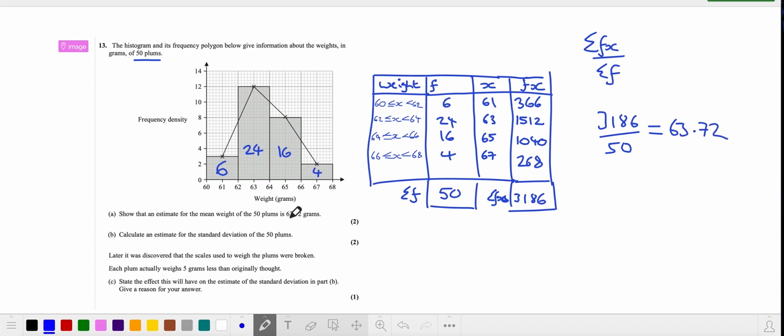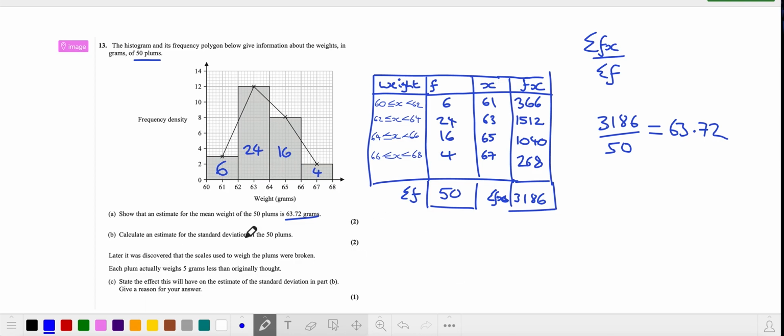It's a show that question. We've got the answer there. So if you didn't get 63.72, you know something's gone wrong. Go and have another look. Let's tidy that number 3 up. I don't like that very much at all. We get 3,186. So that's what we're doing. We're estimating the mean from grouped data. It's just that the grouped data has been presented in this form of a histogram. But we can turn it into a table if that's what you're more used to working with.